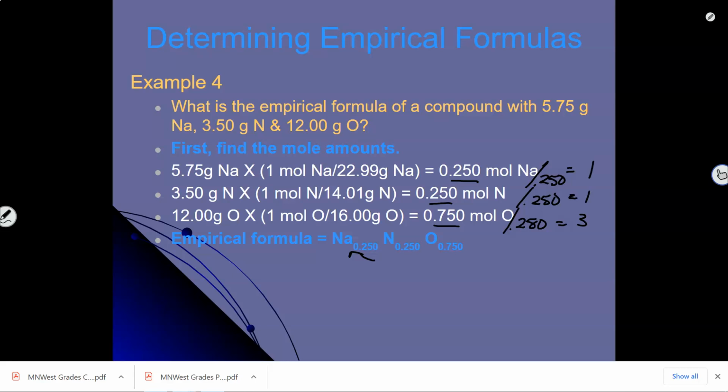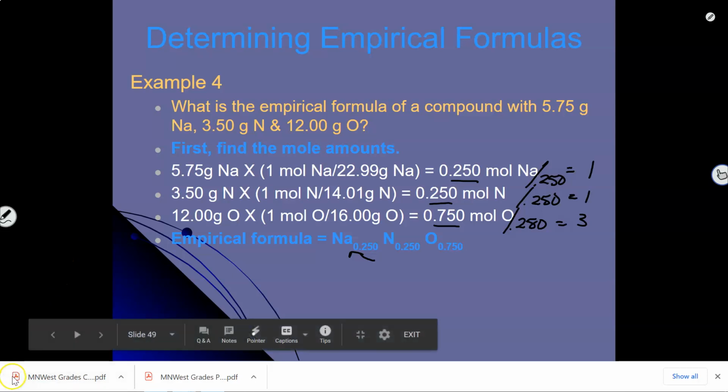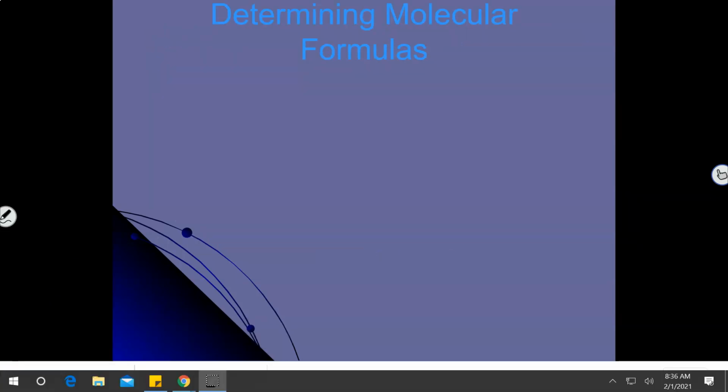So we divide those by the smallest amount of moles that we have present. This substance would be called sodium nitrate. The final thing that we're going to determine in this chapter or unit is going to be molecular formula.